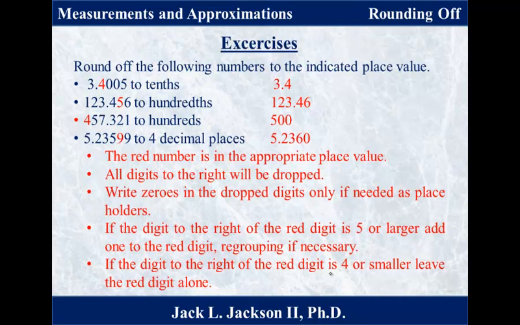Next one is 4 decimal places, so you count to the right of the decimal 4, 2, 3, 5, 9, so that's 1, 2, 3, 4. The fourth one is that 9 that I have in red. The one to the right is a 9, so that's 5 or bigger, so we add 1 to the 9 and drop the last 9. When you add 1 to 9, it makes 10, so that puts a 0 there, regroup, add 1 over to the next place value, and the 5 becomes a 6.